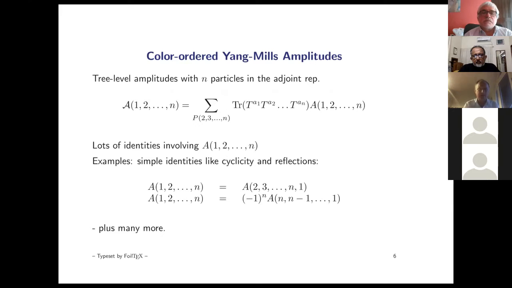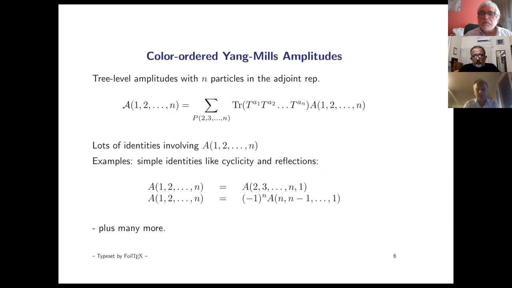If you see the left-hand side of this first equation, this is the full amplitude, and one can expand that in a basis of the color factors, and the coefficients in that basis are what are called the color ordered amplitudes. They do not carry indices. They don't have the group indices in them, so they're scalar amplitudes in that sense.